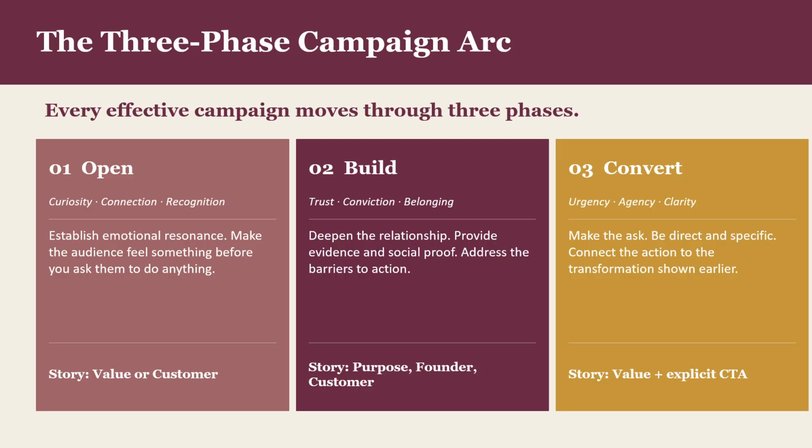So, story type deployment. This is where the story types become operational tools rather than categories. In a campaign, you're not just selecting the right type for a single piece, you are sequencing types to build momentum across the full arc of storytelling. 3 phases, all 3 phases are required. The open phase is not optional filler before the real campaign begins. It's the work that makes the convert phase possible.